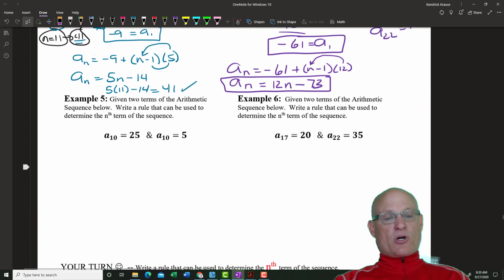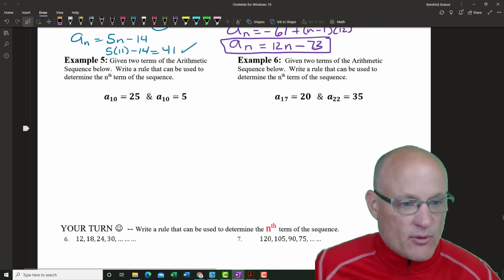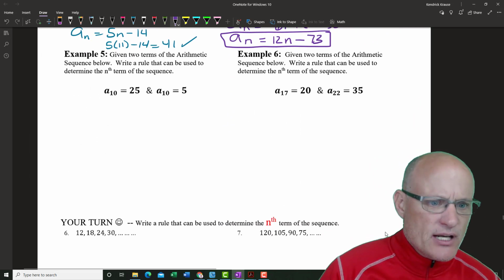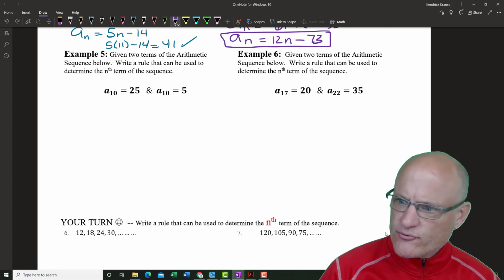All right, now we're going to get to the more tricky ones. And by the way, this is a mistake. Oh, shoot. I believe, what did I make this?